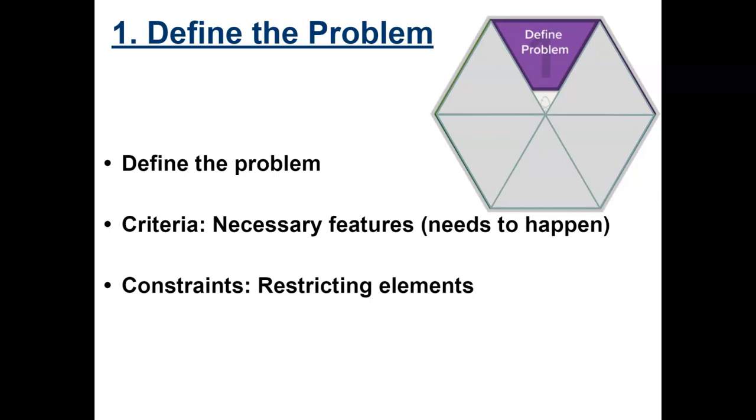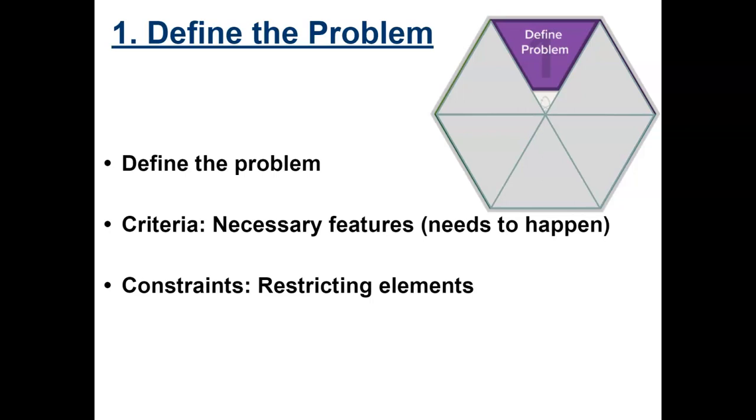The first section is going to be define the problem. This is probably the most basic, where you are just saying, hey, this is the thing that I'm trying to solve. I need to create a catapult that launches to a precise distance. I need to make, I don't know, a device that can separate marbles into three different bins. So within that problem definition, there are two ideas, criteria and constraints.